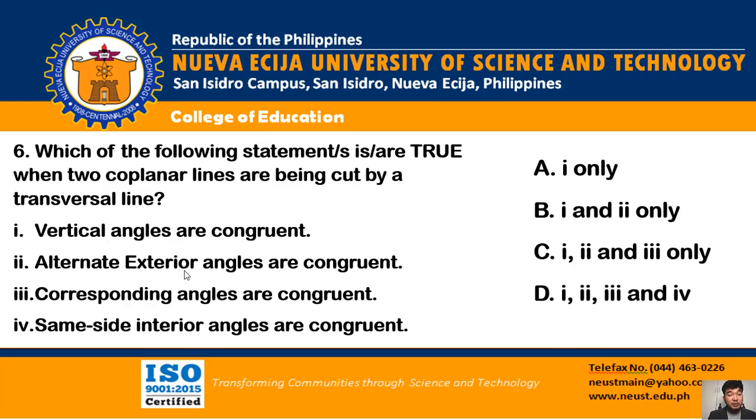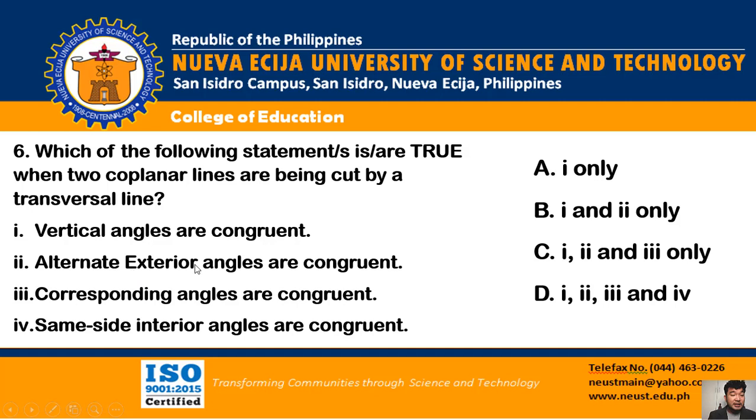So we move back to the problem. From these statements, which of the following is or are true? Vertical angles are congruent. So this is actually general knowledge. Even though it is not in the transversal line, we know that vertical angles are congruent. So 1 is true.